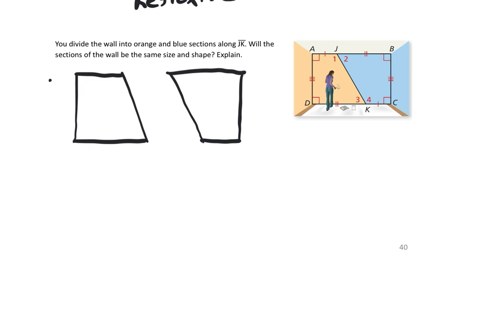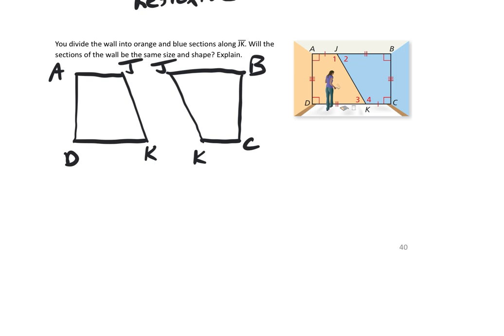Okay, this one here is AJKD. This one here is JBCK. Okay, these are the two that we're trying to prove congruent. And as we talked about here just a few minutes ago, in order for these two sections to be congruent, all the pieces of these two must be congruent.